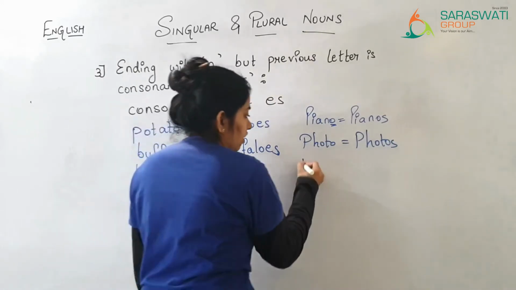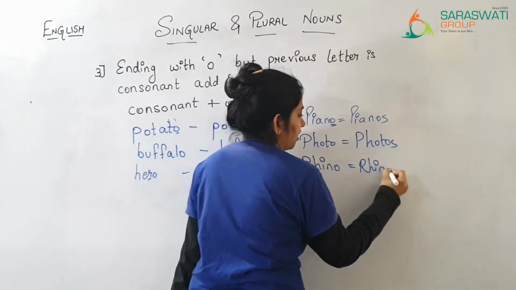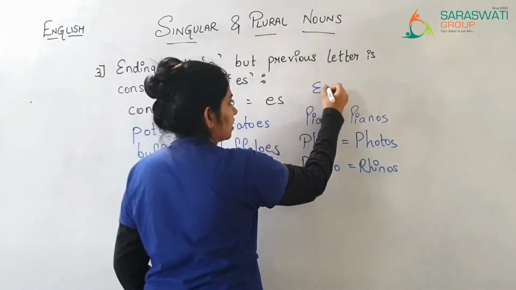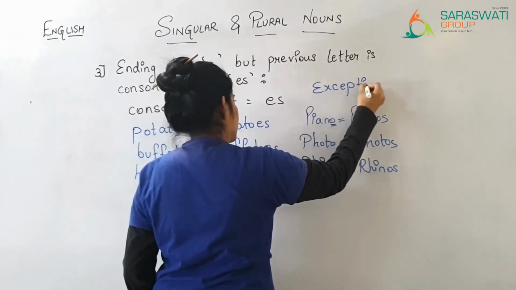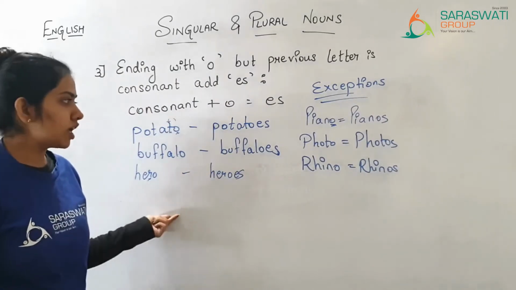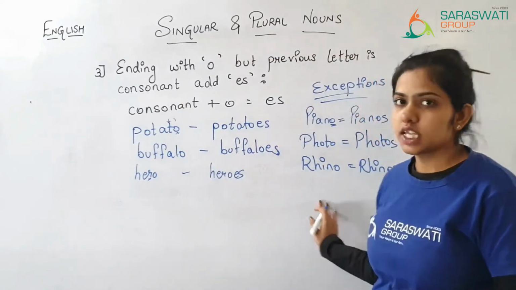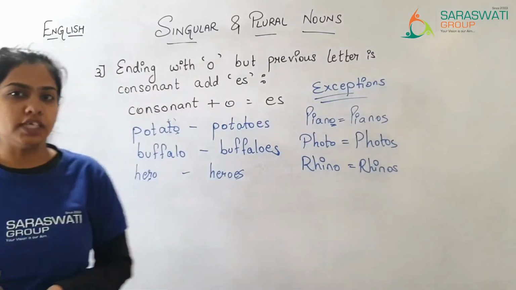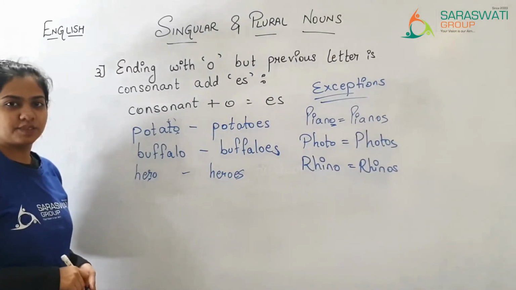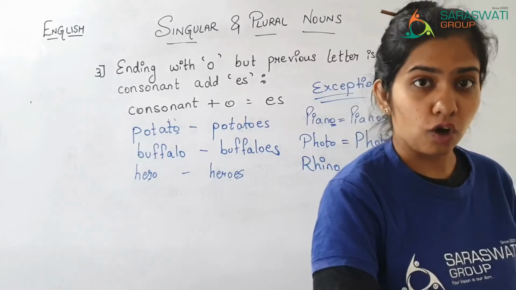Right? Rhino, rhinos. Okay, so these are the exceptions. These words are the exceptions to this rule. Sometimes it happens. Now if you want to note down this rule, note it down in your book, pause the video and note it down. Okay, so I hope that you have noted down this rule in your book.